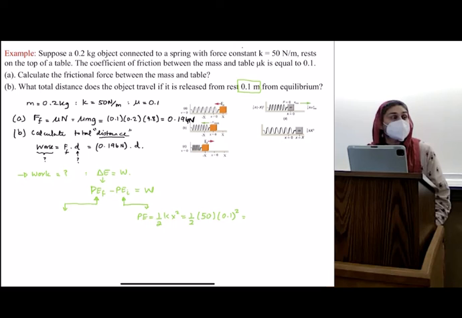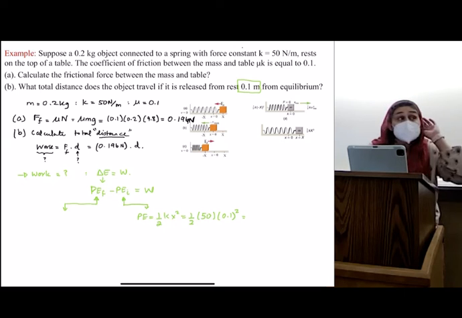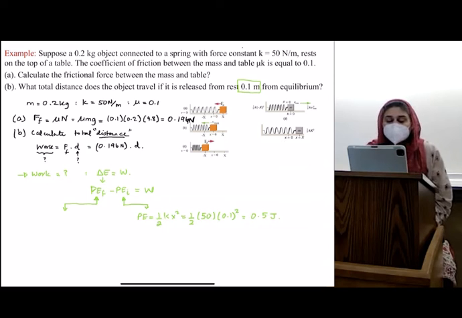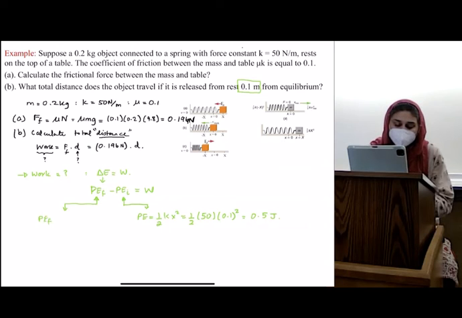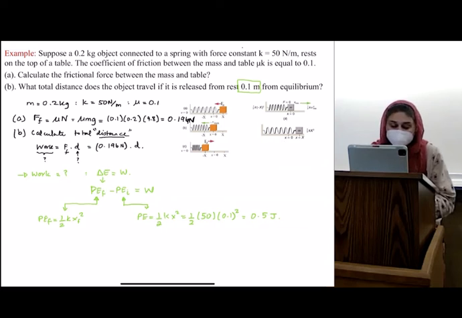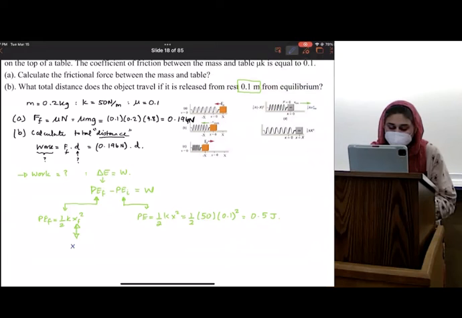Somebody come up with an answer? 0.5. And the unit will be joules. Now, since I'm looking for the final, I can't use potential energy final as 1/2 k x final squared because I don't know this x. I have to find it. So in order to find this x, I have to do something even more funny. So xf is something I don't know.